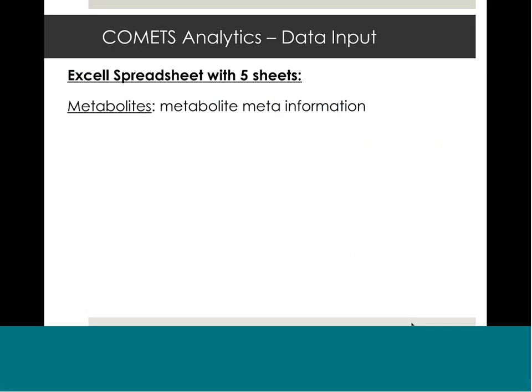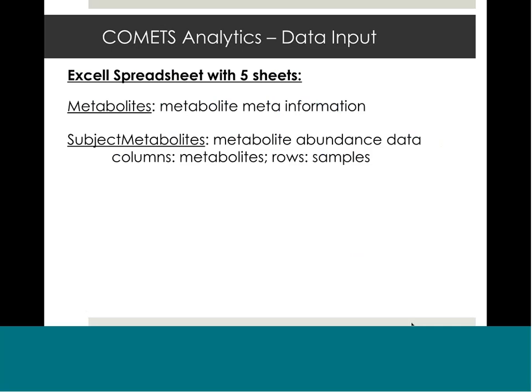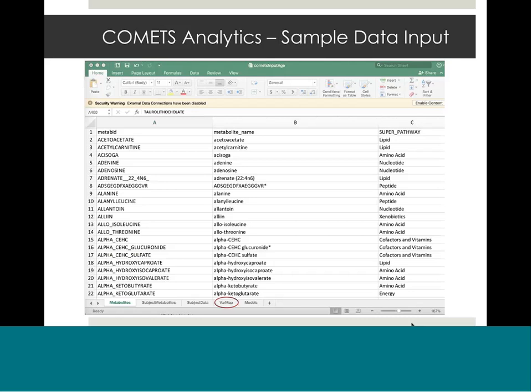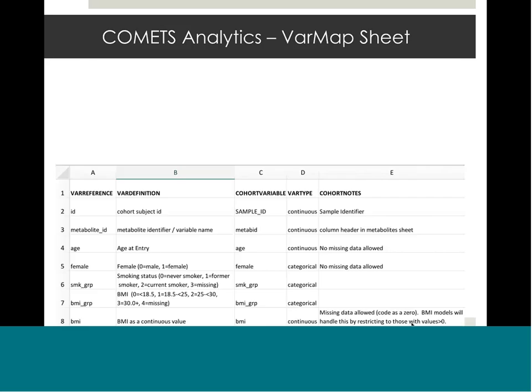So I'd like to go back a little bit to the data input. You've seen the Excel spreadsheet, and there are 5 sheets. 1 being the metabolite meta information, 2 being the subject metabolites information, with the metabolite abundance data, 3 being the subject meta information, 4 being the VAR map, and finally 5 being the models. And I want to focus more on this VAR map sheet here, which I think is very important for doing the analyses in the consortium.